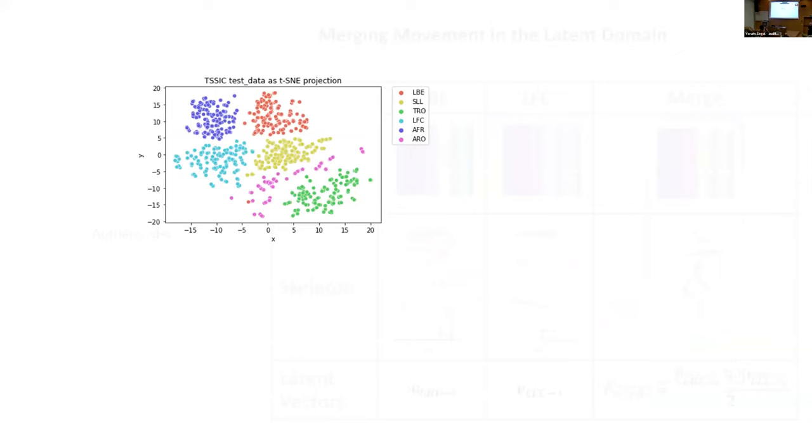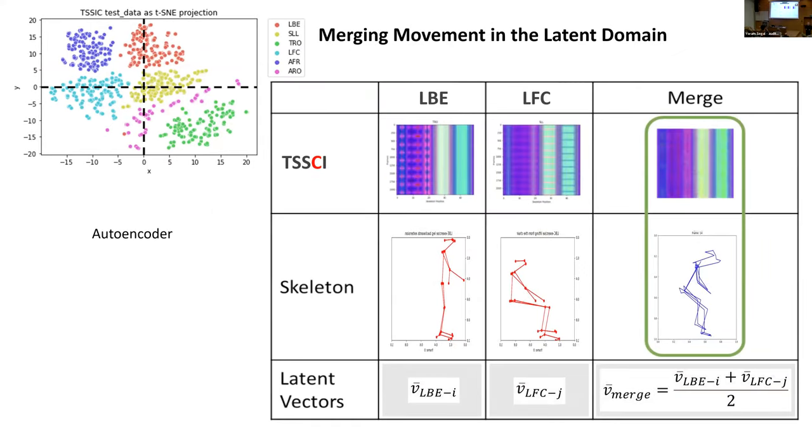Now I'm trying to go to the next level. Let's try to merge exercises. Let's remember, each dot here is actually a TSSCI image, it's an object. It's a dot because it's a vector, a latent vector. I reduced it to two dimensions. In real life, it's 500 dimensions. I can't see it, but here we can see it.